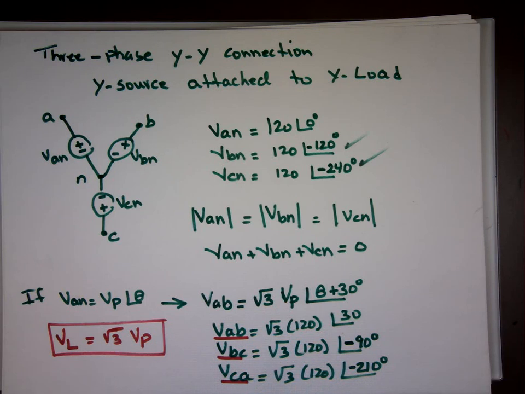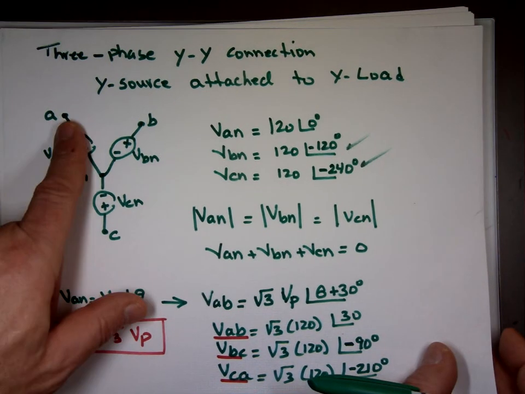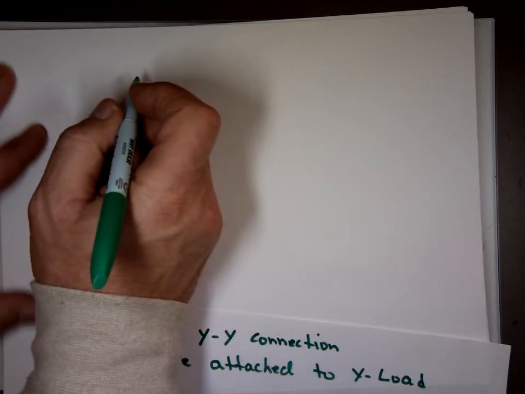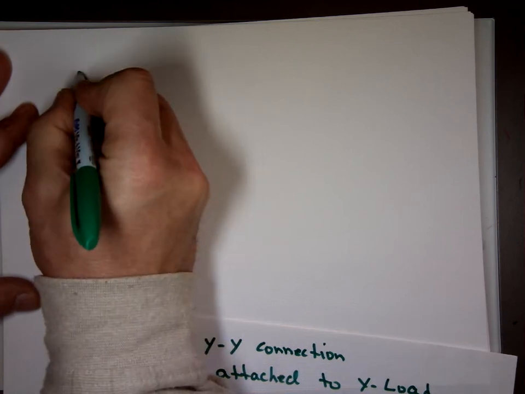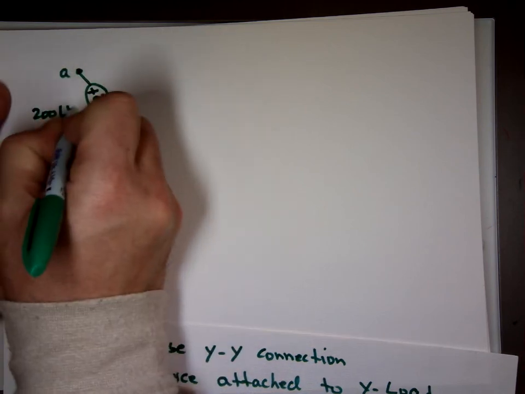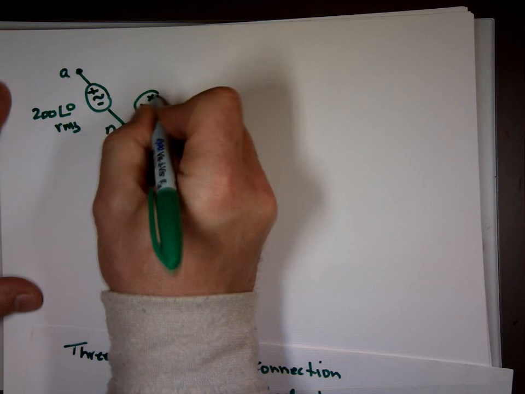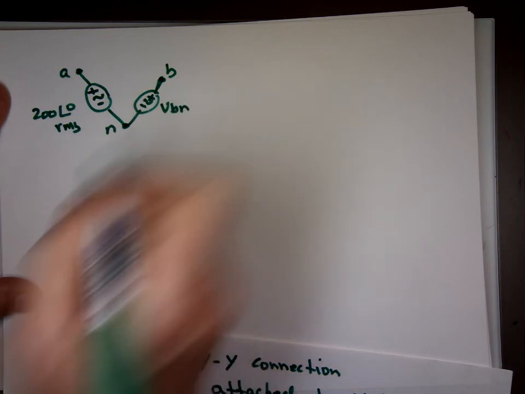Now let me take an example and show you how we use that. I'm going to give you a balanced source with a balanced load. So here is my source. 200 angle 0 RMS. That's VAN. 200 angle 0 RMS. This is VBN. This is VCN.